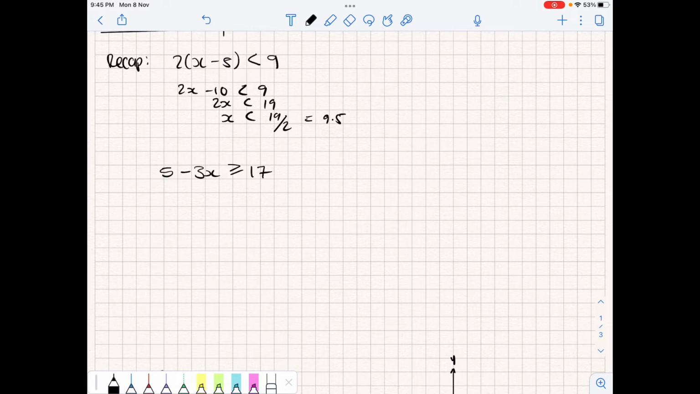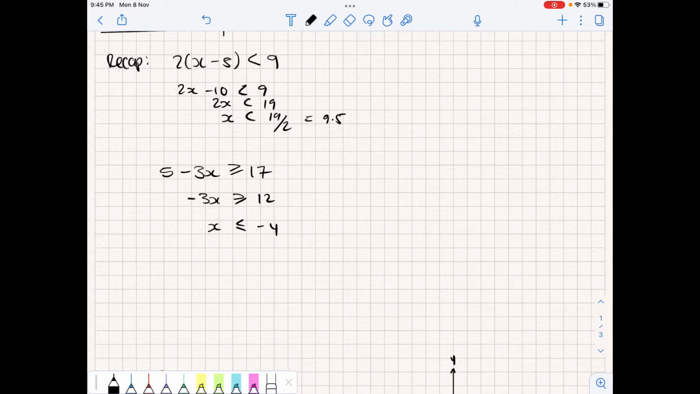All right, let's look at another example. We have 5 minus 3x is greater than or equal to 17. So usually what we'd do is we'd move the term without the x to the other side, and we'd get minus 3x is greater than or equal to, we're subtracting 5, so 12. Now we need to remember when we divide by a negative number or multiply by a negative number, we need to change the inequality sign. So we'll have x is less than or equal to negative 4.